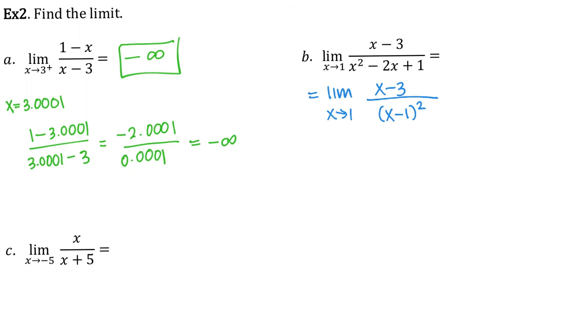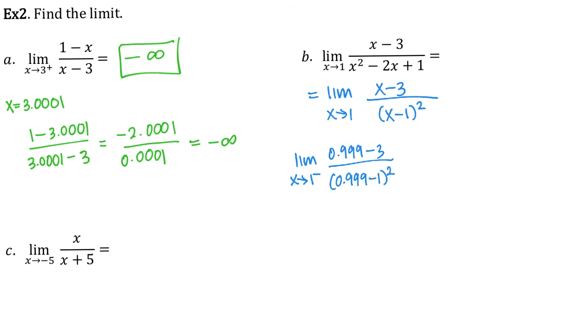Okay, now eventually you'll probably do this in your head, but it's telling me x approaches 1. It's not telling me from the negative side or the positive side, and I can tell there's a vertical asymptote at x equals 1, so it's going to be positive or negative infinity. So even though it doesn't tell me to, I need to consider it from the positive side and consider it from the negative side. So if I come from the negative side, I'm going to have 0.999, something like that, minus 3 over 0.999 minus 1 squared.